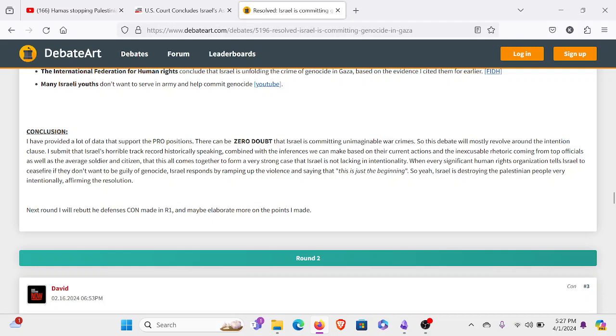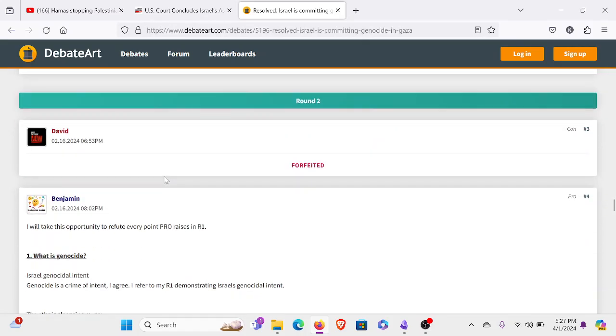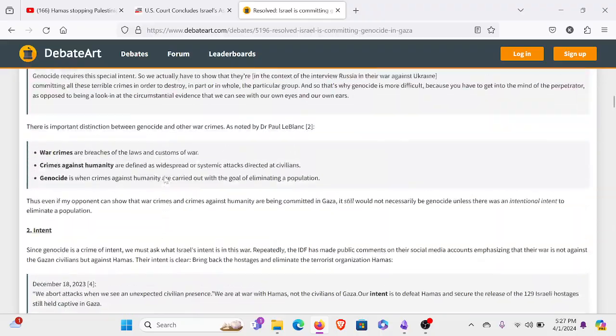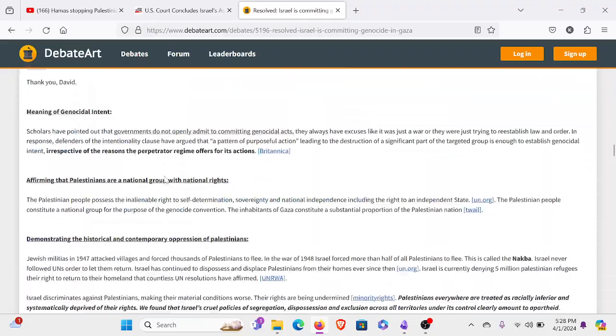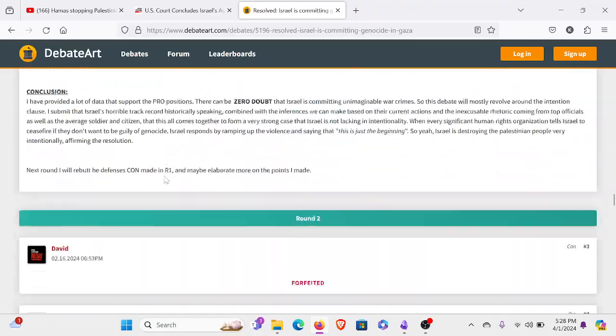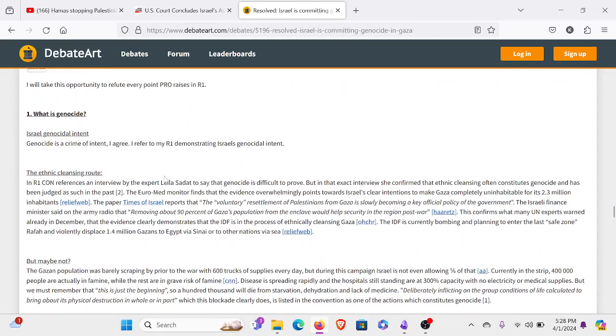Combined with inferences can base their current actions and inexcusable rhetoric coming from top officials, average soldier and citizen. The average soldier and citizen doesn't mean shit. Okay, if your average citizen or average soldier wants to commit genocide, that has nothing to do with the top brass. That all comes together to form a very strong... You're wrong. So I think that anybody who made these arguments, if David came on here and argued exactly a lot of stuff I pointed out, and he put it in a more structured way, he'd easily crush Benjamin. And so that's how you defeat him.